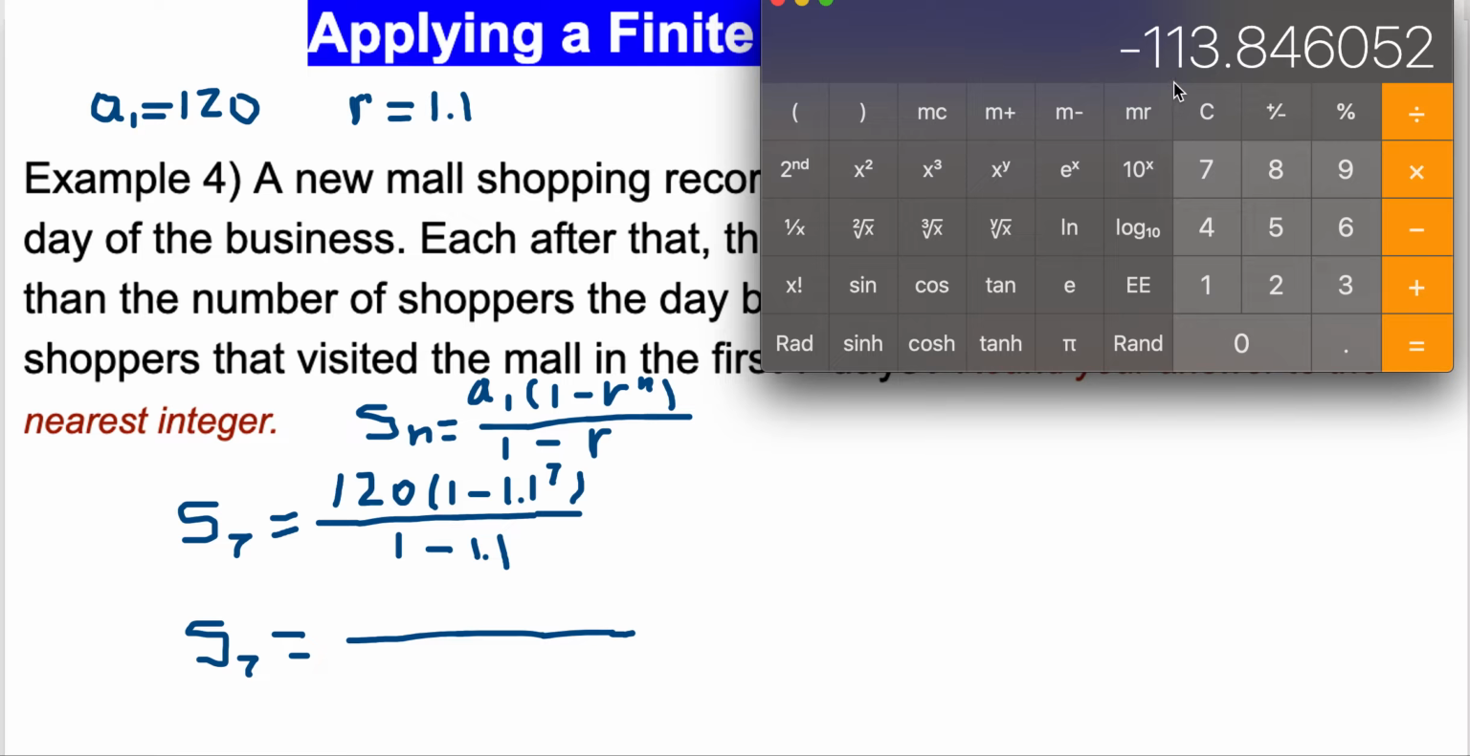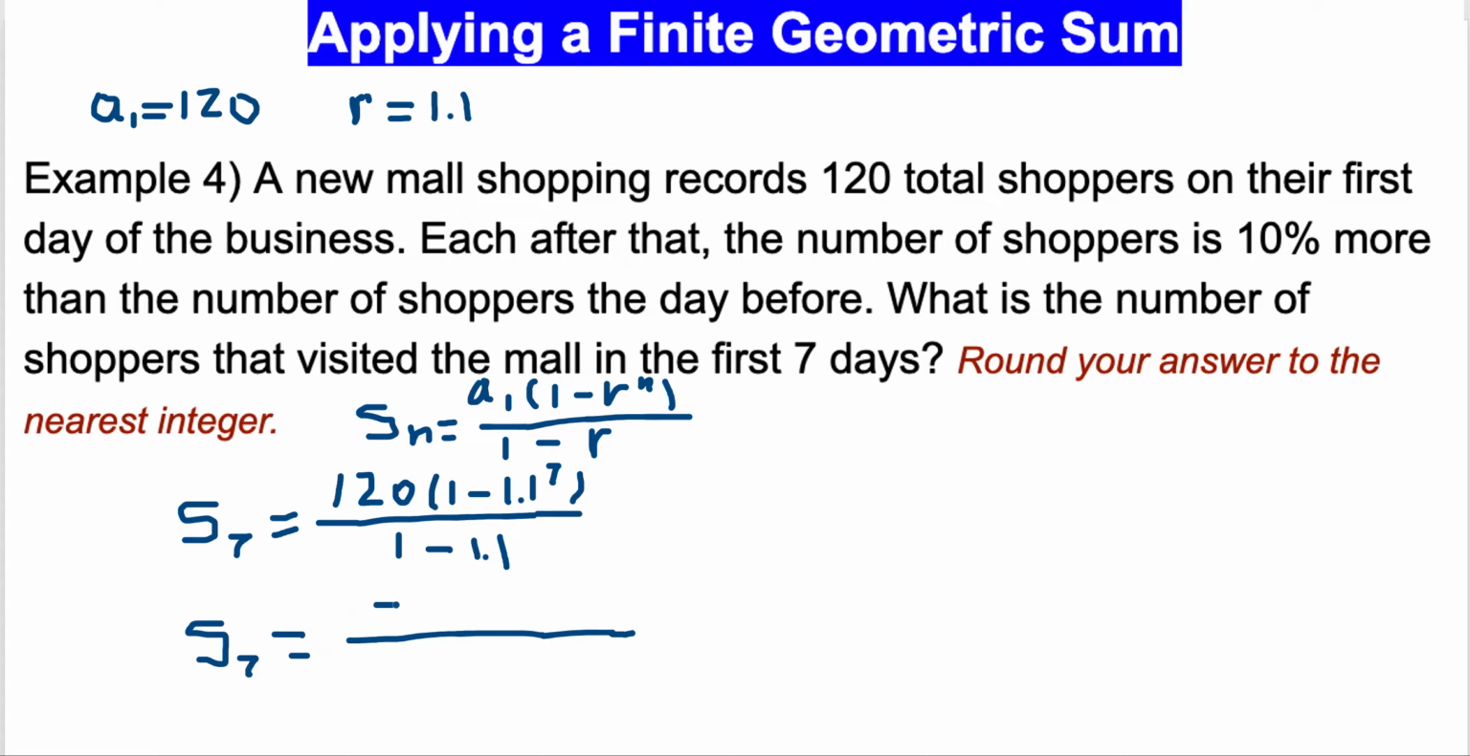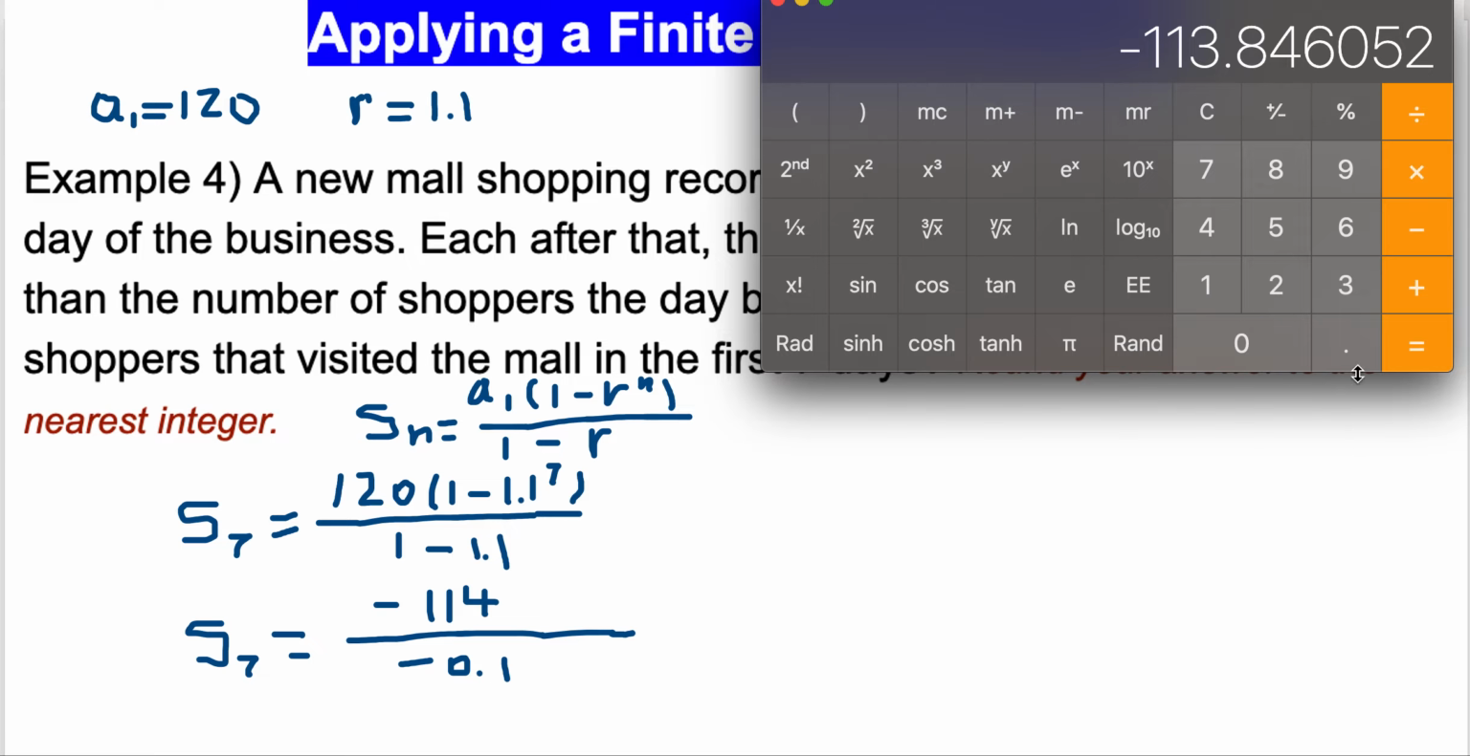But because this is very close to an integer, we have to round to the nearest integer, and this is negative 114. So I am rounding to the nearest integer. And 1 minus 1.1 is minus 0.1. Now let's do this final calculation.